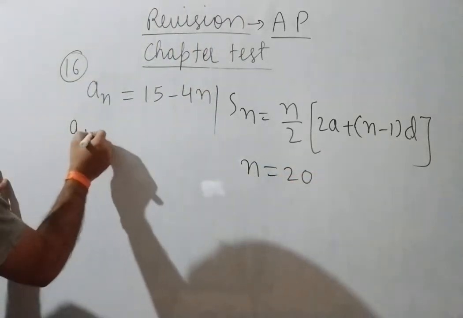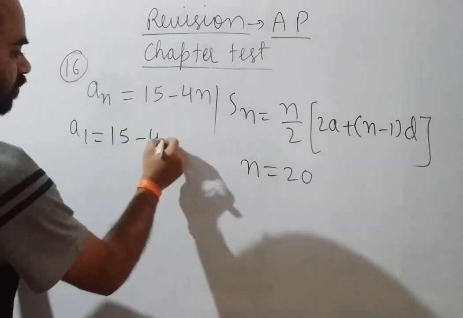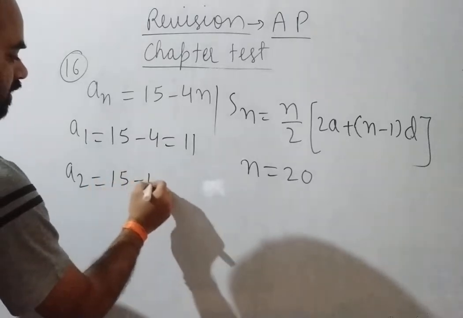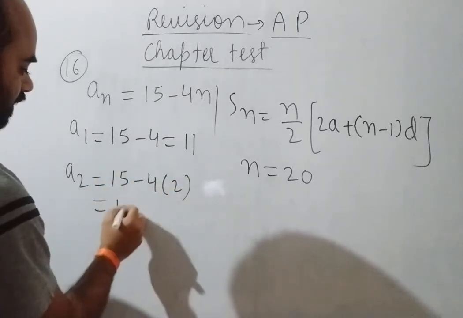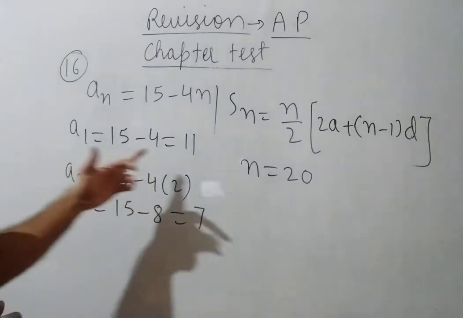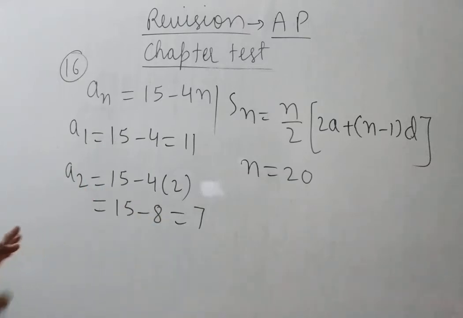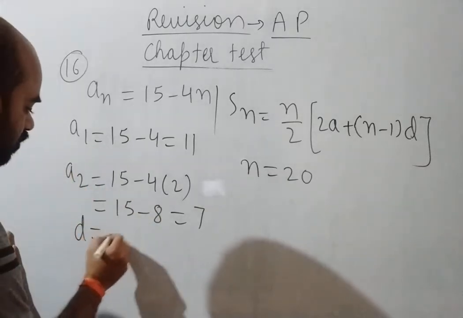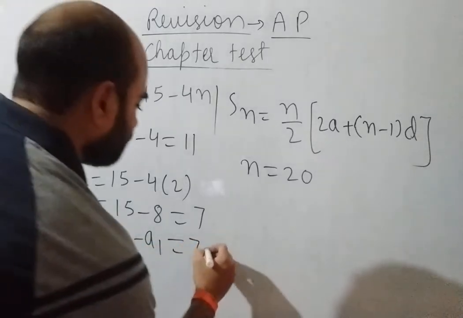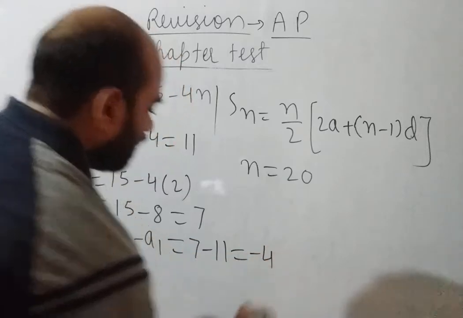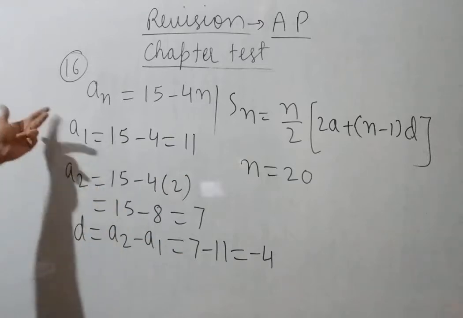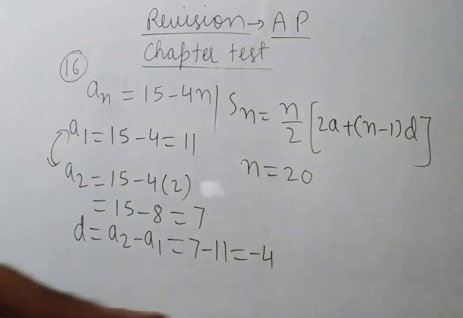Now the nth term is given. What is the first term? 15 minus 4, that is 11. What is the second term? 15 minus 4 into 2, that is 15 minus 8, that is 7. Correct? So we have calculated the first term and the second term, so that we can find the common difference. The common difference will be a2 minus a1, that is 7 minus 11, that will be minus 4.